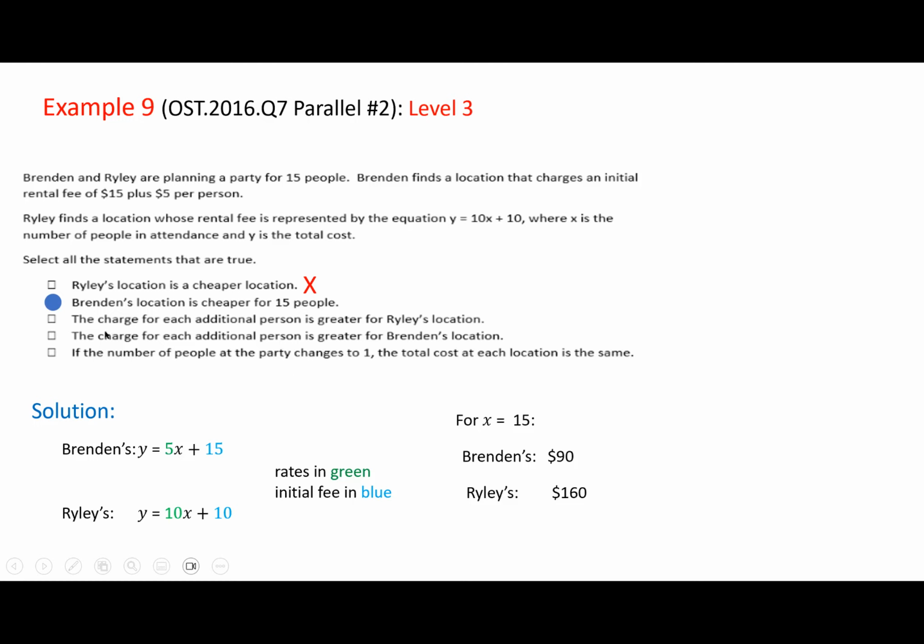Okay, so now the charge for each additional person is greater for Larry's. Yeah. The charge for each additional person is greater for Brendan's. That's the opposite of that, so it can't be true. If the number of people at the party changes to 1, the total cost at each location is the same. So let's find out.